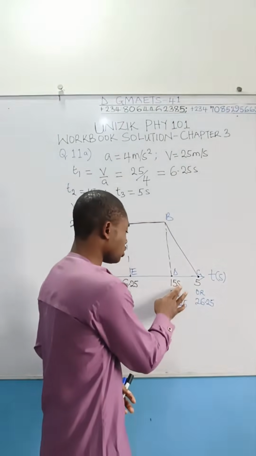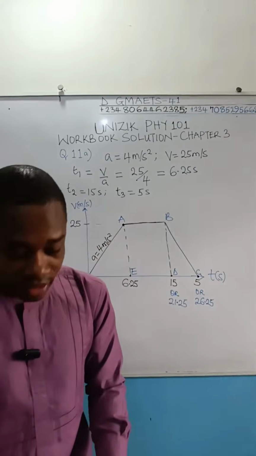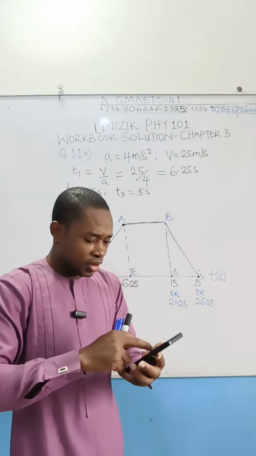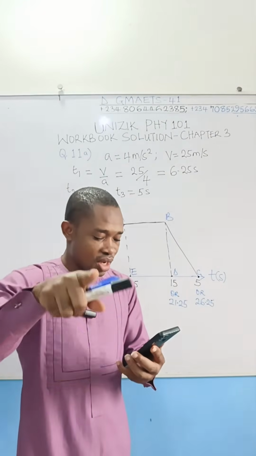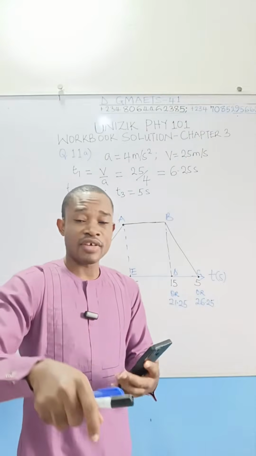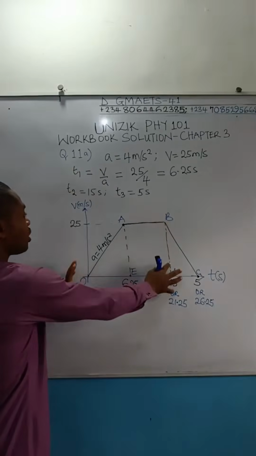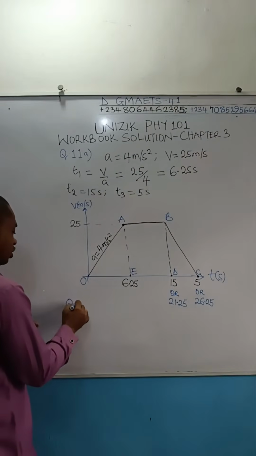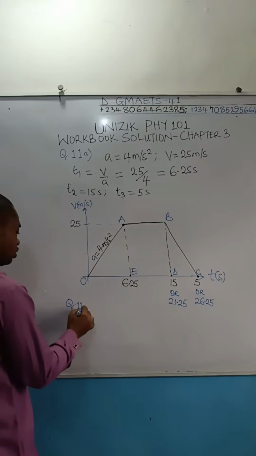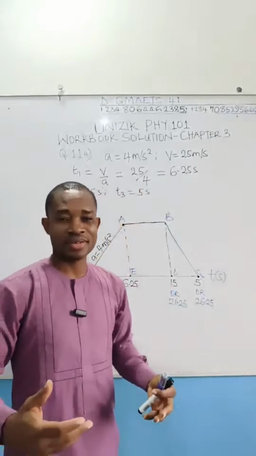Okay, we are done solving for the first part of the question. The second part of the question, let's see what we are asked to do. The B part of the question, using your graph, calculate the total distance covered by the sedan. Using your graph, this graph, calculate the total time. So this is question 11, covered by the sedan. How do we find the total distance?